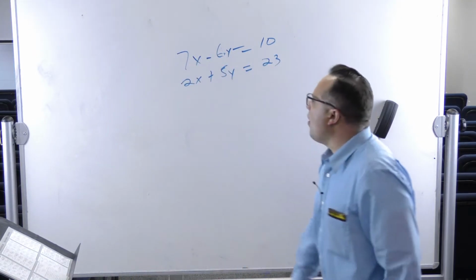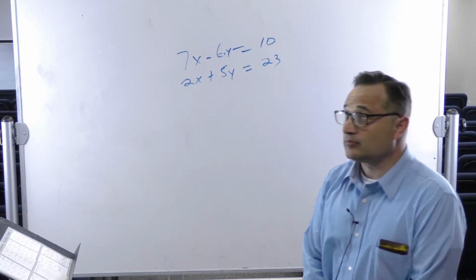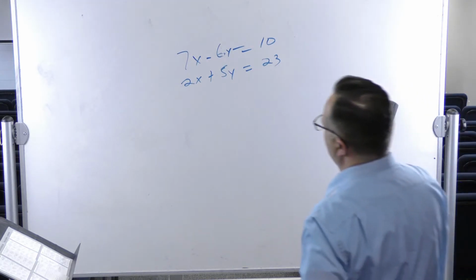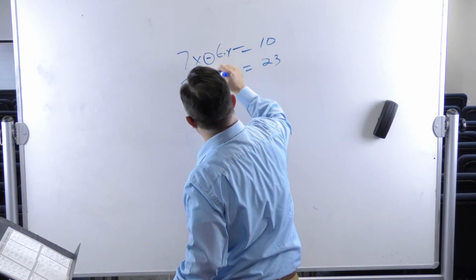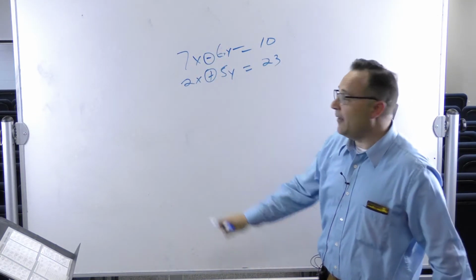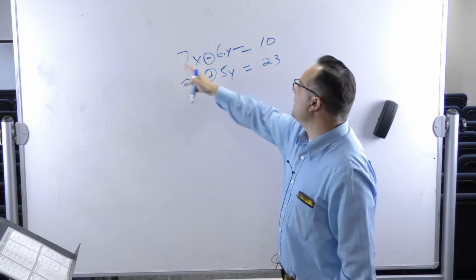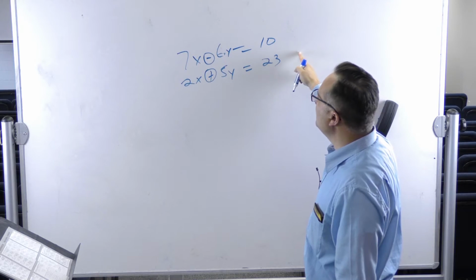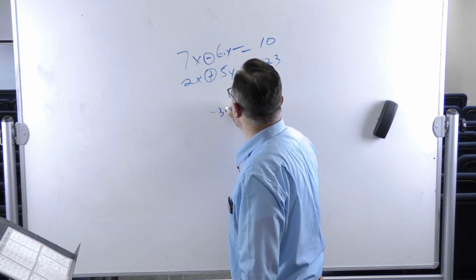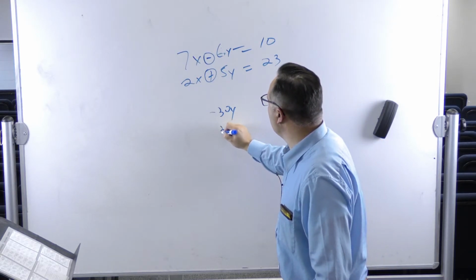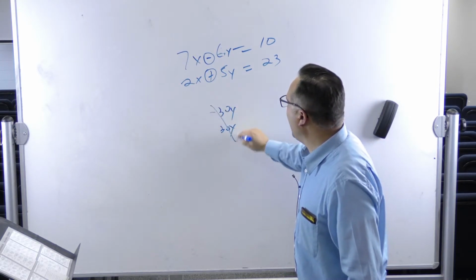Okay, so what we're going to want to do is this. There's several different things you can do, but probably the easiest is that this is already a minus and this is already a plus, so they're already opposite signs. If I multiply the entire top by 5, I would make this a negative 30y. If I multiply the entire bottom by 6, I make this a positive 30y, and then they'd cancel out.